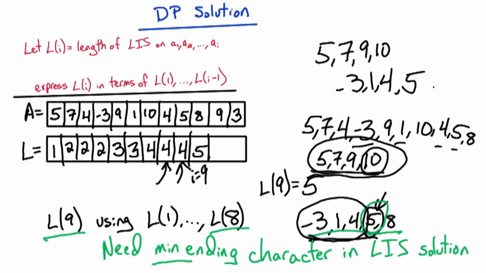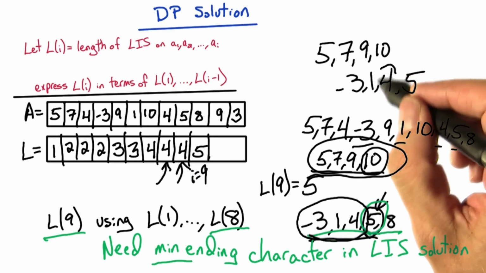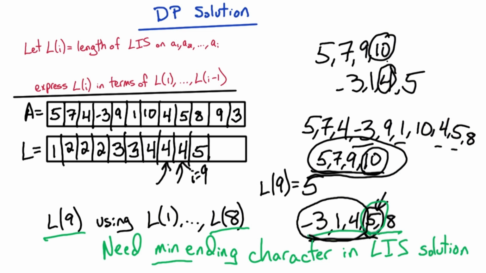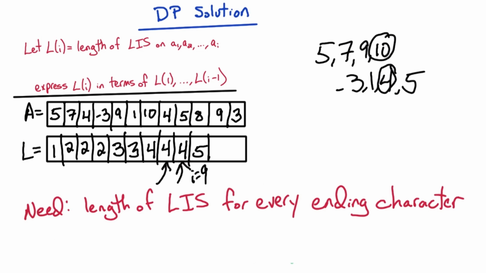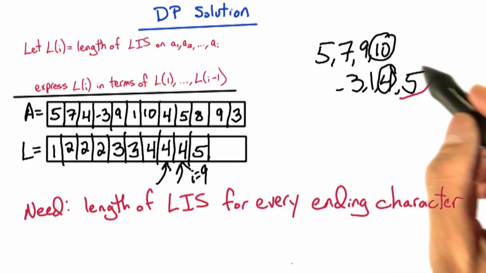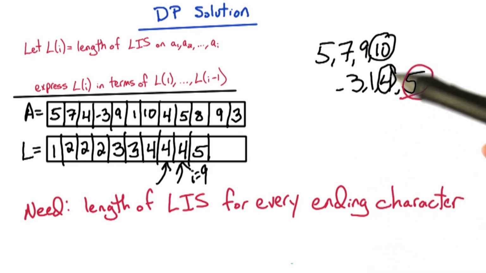The key is that for every possible ending character, we want to maintain the length of the longest increasing solution with that ending character. We need to know the length of the longest increasing subsequence for every possible ending character. If we know that, then when we get a new character, in this case 5, we can try all possible ending characters and see whether it is allowed to add 5 onto the end of it.